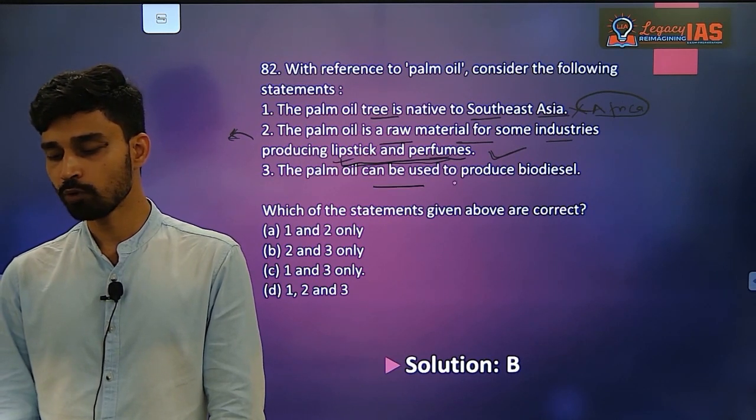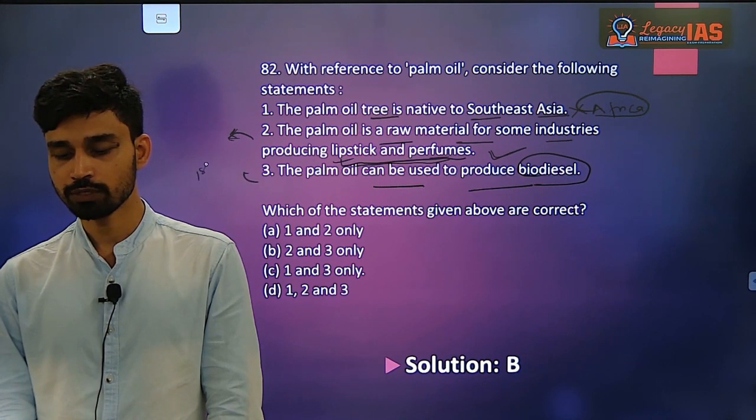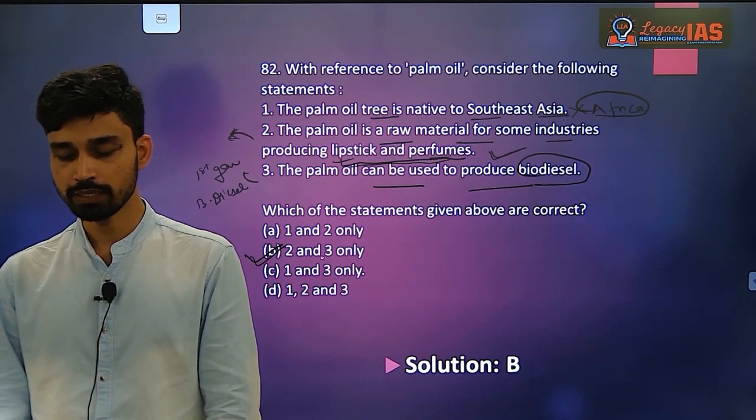Third is, palm oil can be used to produce biodiesel. Again, this is correct. Palm oil is an example of first generation biodiesel. So, the correct option here will be 2 and 3 only. Option 1 is incorrect. So, B is the correct answer.